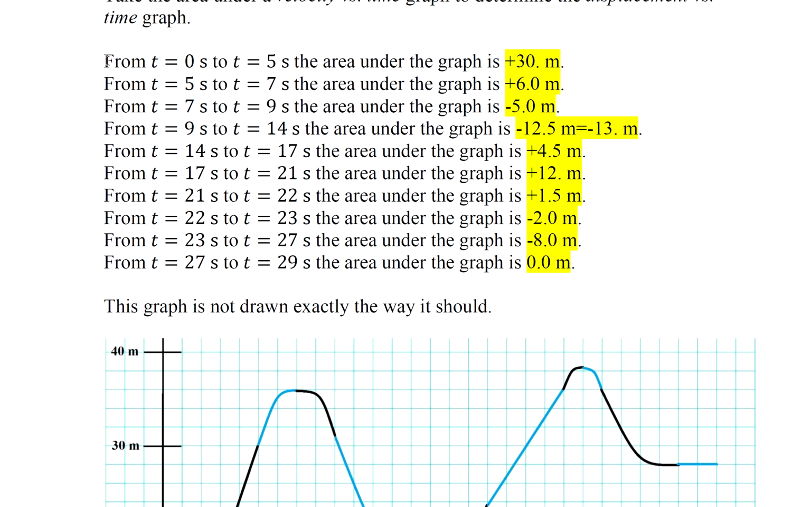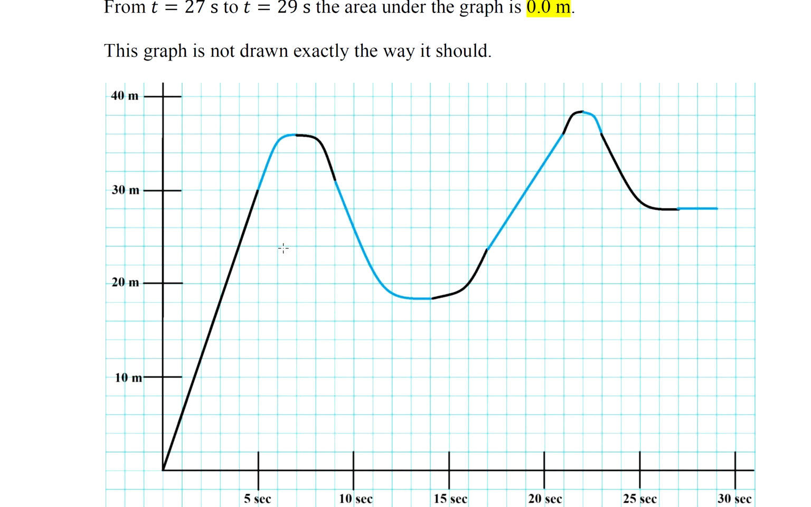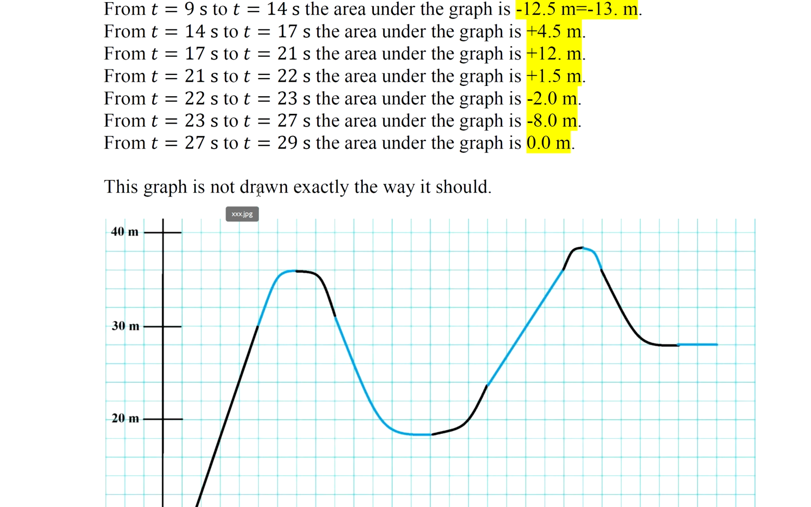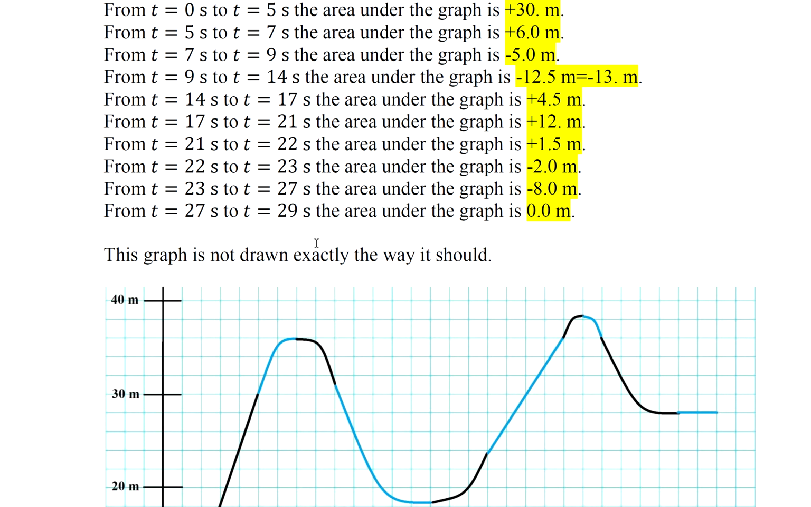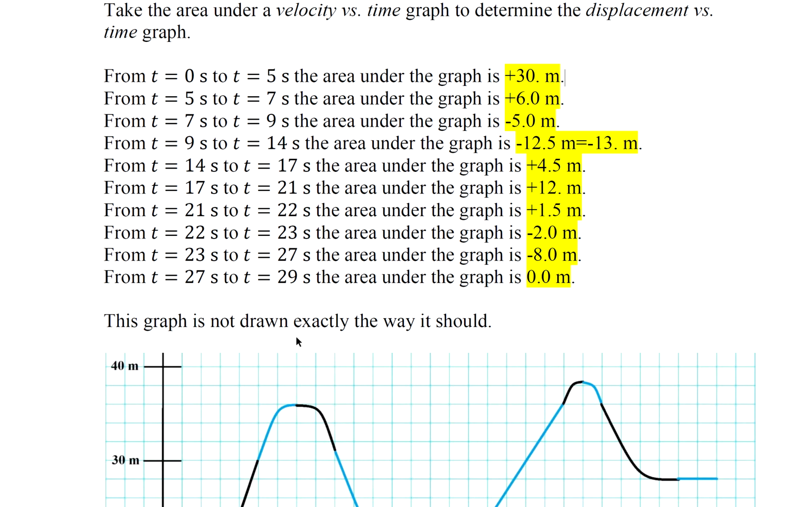So from t equals 0 to t equals 5, the area under the graph is 30 meters. So we should go from displacement equals 0 to displacement equals 30 at 5 seconds. And then from 5 to 7, the area under the graph is plus 6. So we should go from 30 meters to 36 meters.